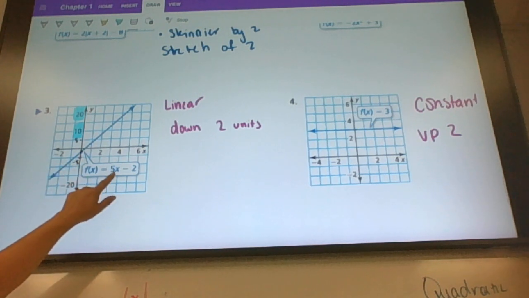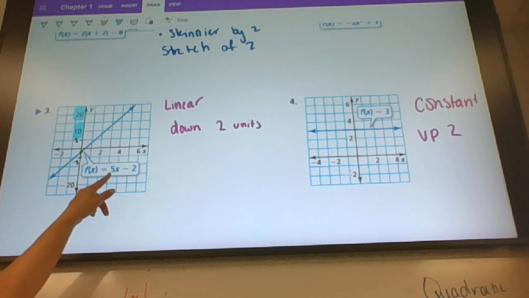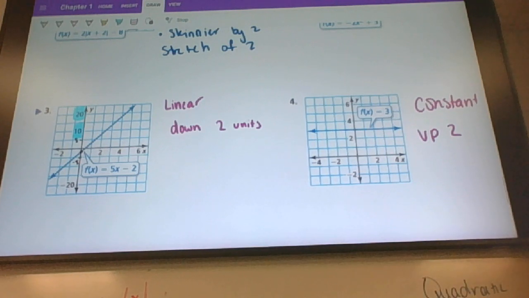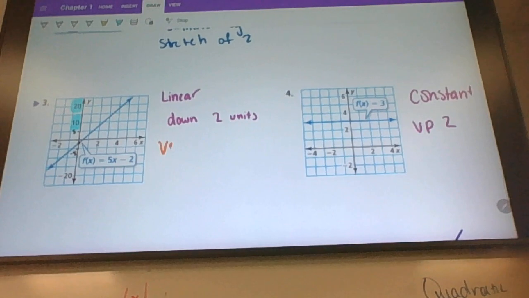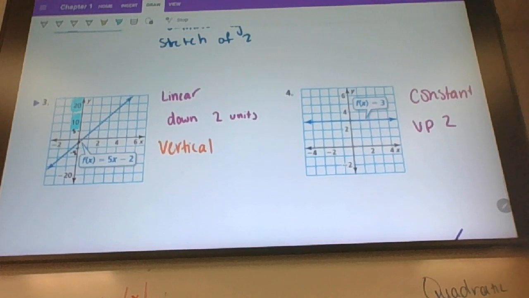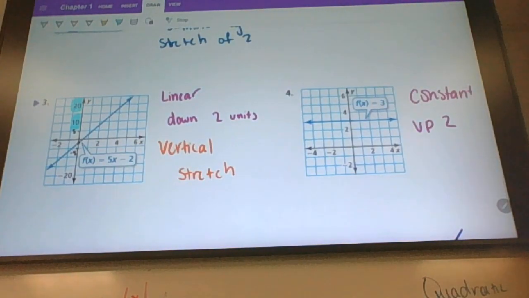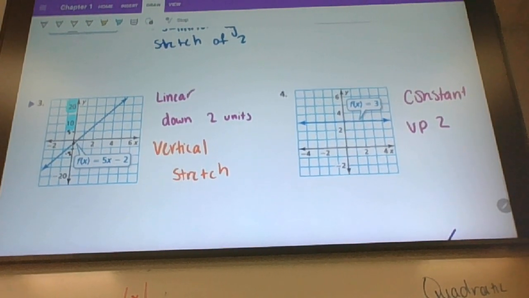And then it's difficult to see, but I know the slope is 5. And the parent function slope is 1. So it's actually a vertical stretch, but you can't see it. It's a vertical stretch of 5. It's skinny, but you can't really tell. And then that constant is up 2. Who's got a question on those 2?